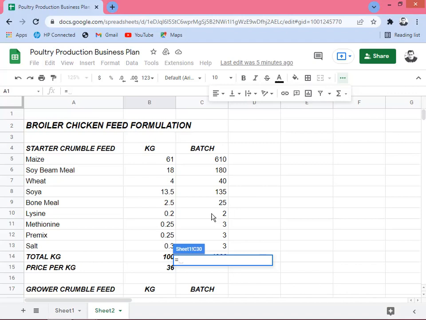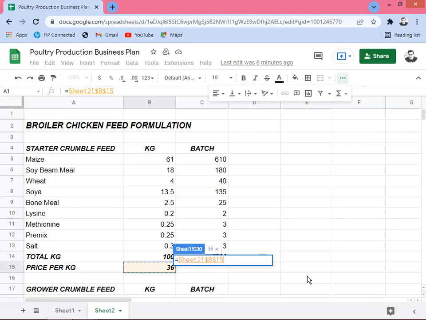The batch mixer has a rated capacity of 1,000 kilogram, or 1 ton. Anyway, we're going to base it on commercial. This is coming from one cell, so I'm going to use F4, the dollar sign, or the absolute cell reference.